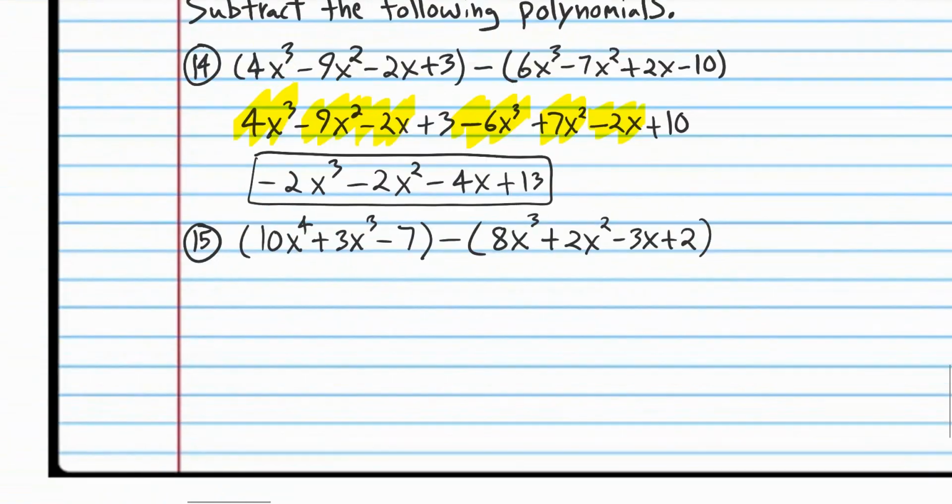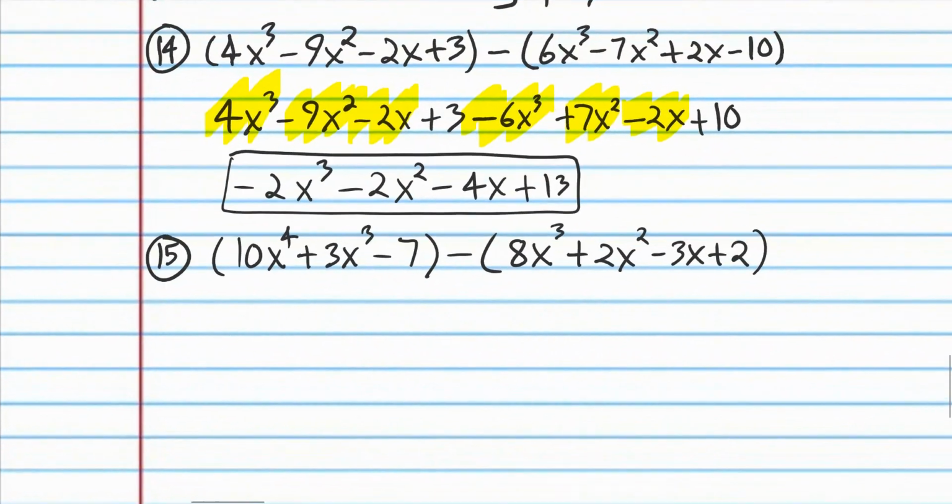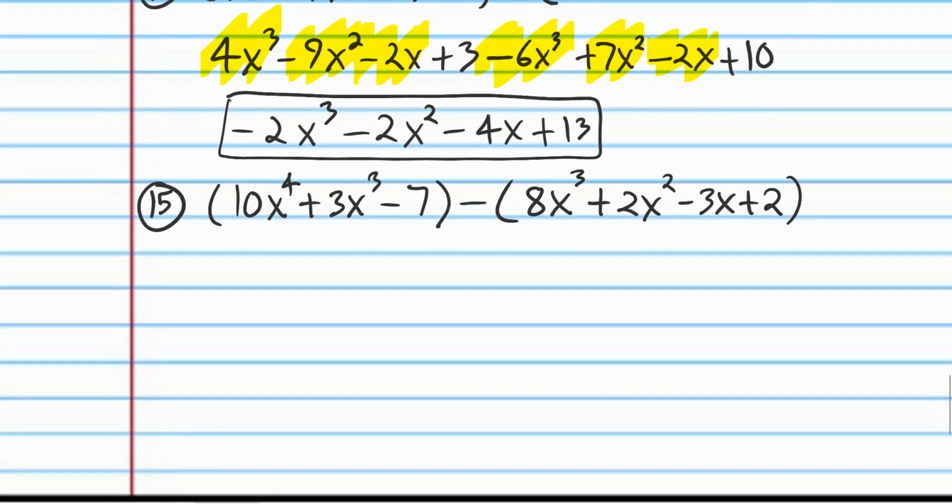All right, let's try another one of these together before you try one on your own. So we're going to get rid of the parentheses on the left polynomial, the first polynomial. And then we're going to change this sign to a plus sign. And then we're going to just change all of the signs on the terms in the other polynomial.